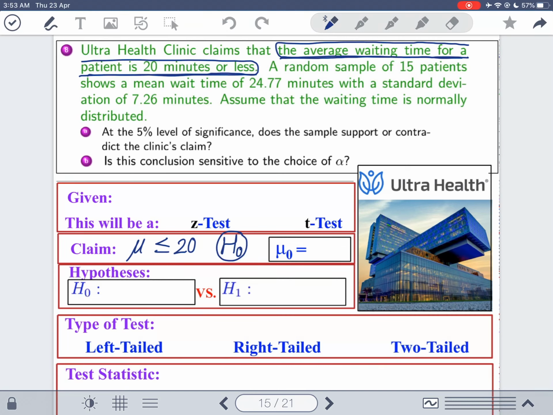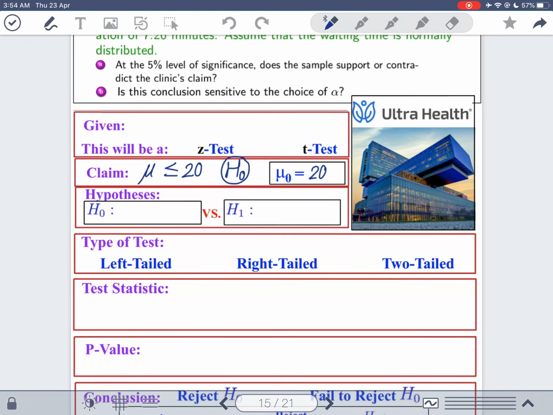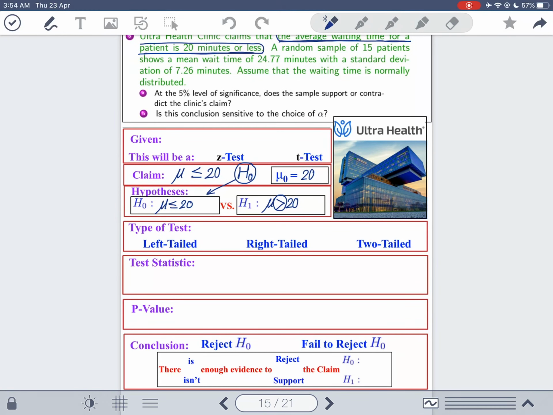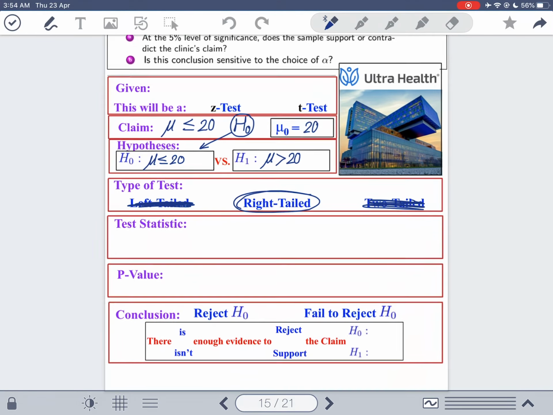And mu 0 is what? It will be 20, of course. You take the number that you have here. Okay, so far so good. So now write H0. Here you'll say mu less than or equal to 20. H1, which is the alternative hypothesis, will be mu bigger than 20. And because you have a strictly bigger, you know that this will be a right-tailed test. And so you take these two out, and you will go down.